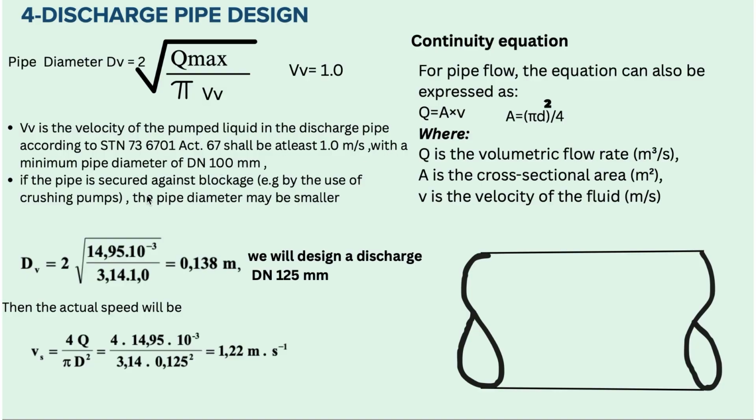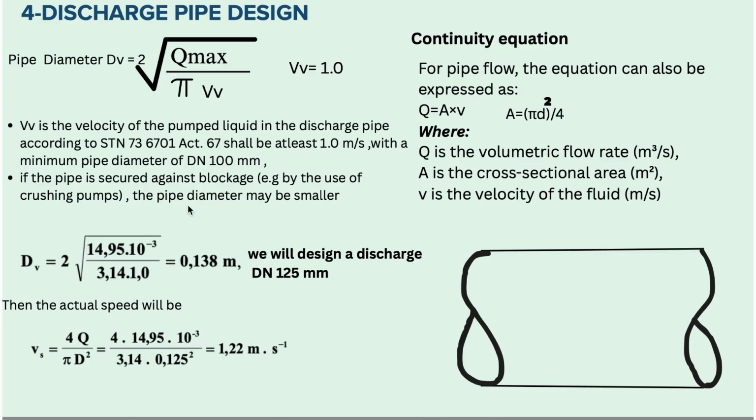So if the pipe is secured against blockage, using crushing pipes, then the pipe diameter can be smaller. So when you calculate your diameter here, you plug in all of your values and you get the diameter 0.138. You'll use the tables from the EU code to choose the closest diameter from the tables. And here we chose 125 because the bigger one is a lot bigger, and this one works much better. So we chose this one because it's close to the value that we computed.